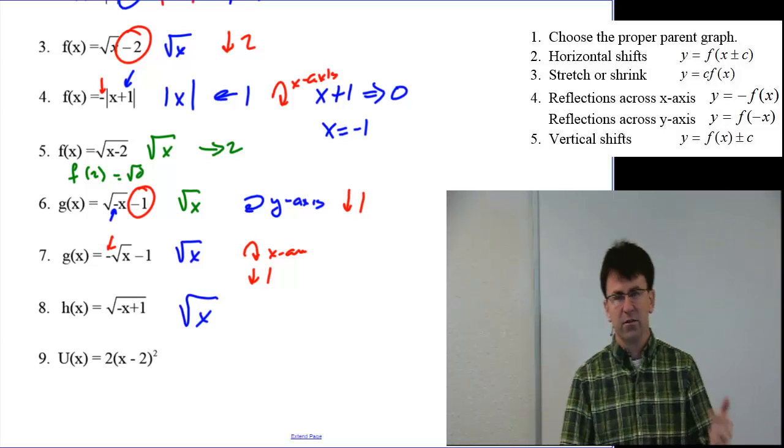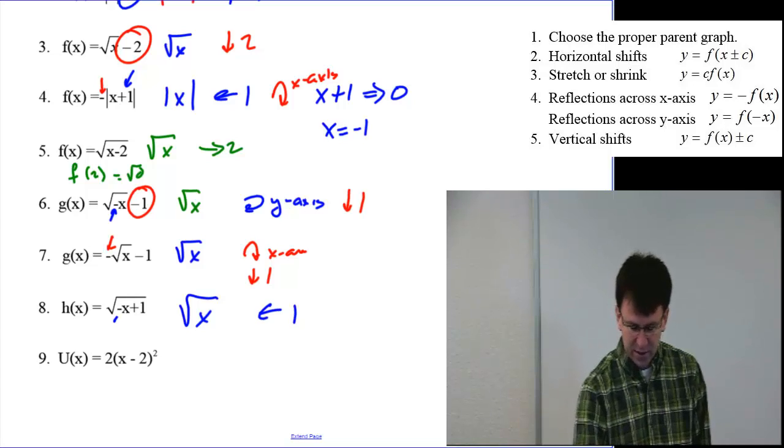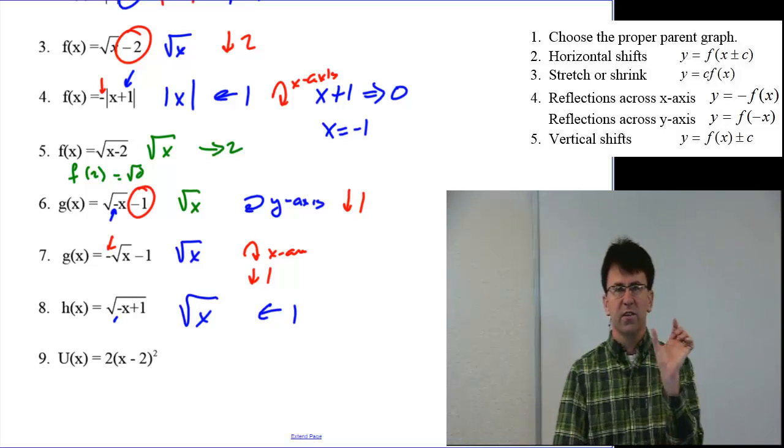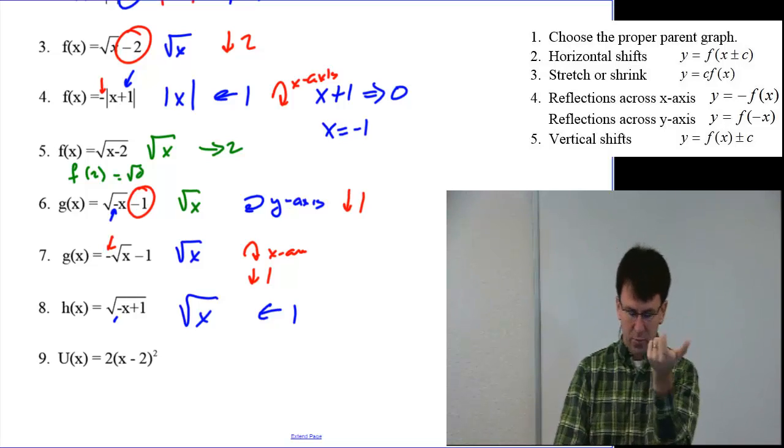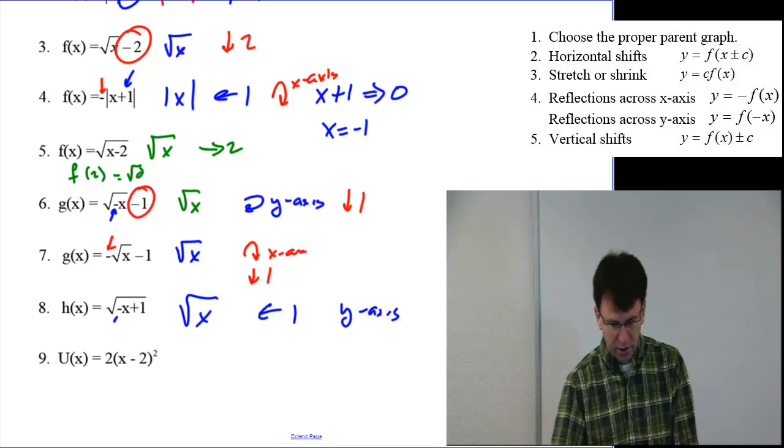So order says look for a left-right shift first. So the left-right shift says we're going to move it left 1, and then this negative here, again, the negative is happening inside, so that tells me it's a y-axis reflection. And we're good to go there.